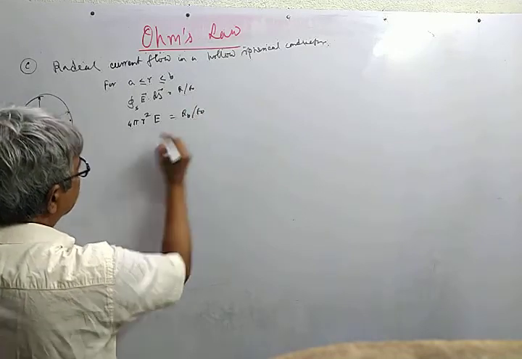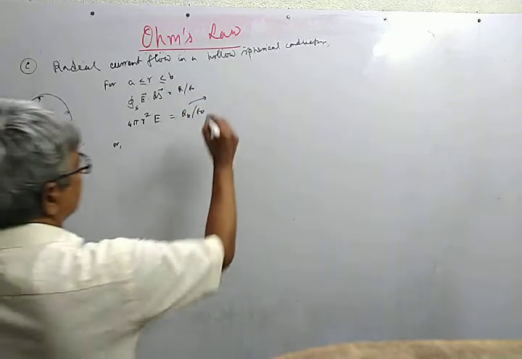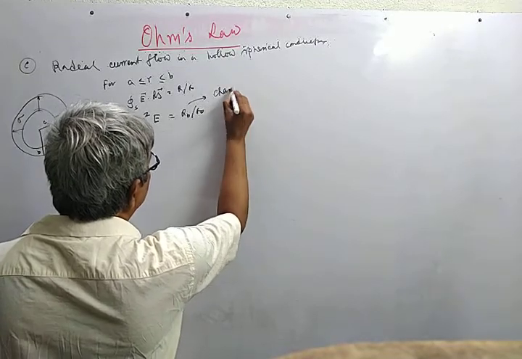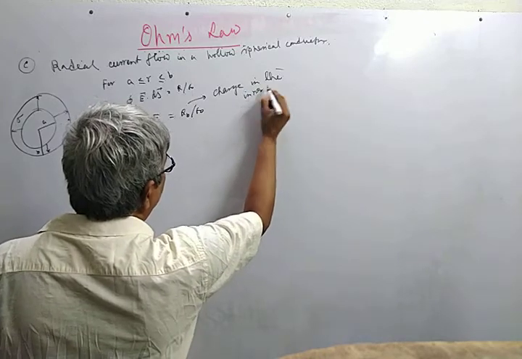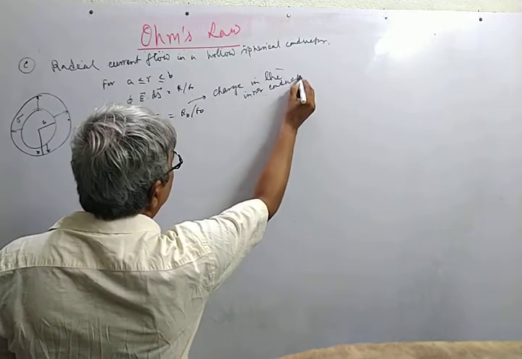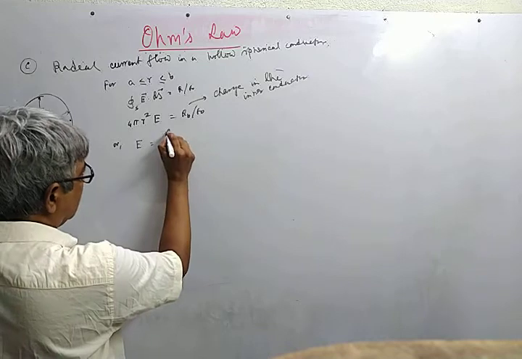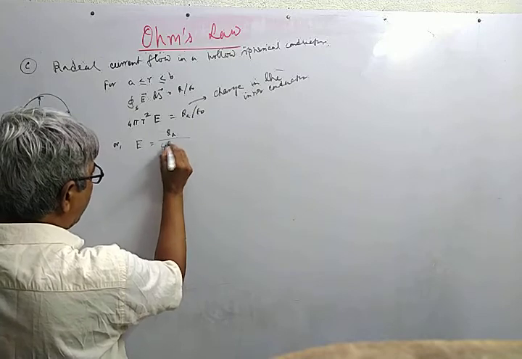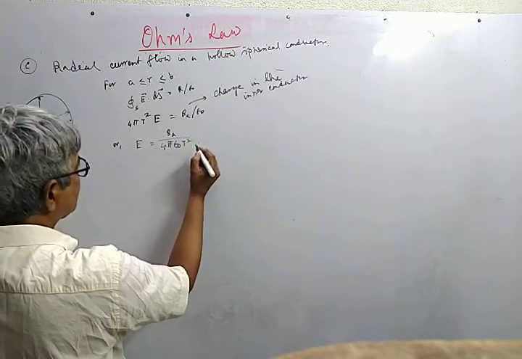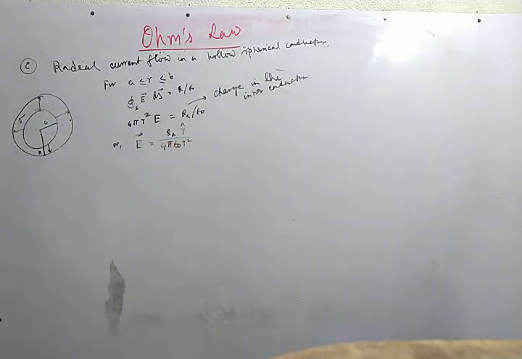4 pi r square E is equal to QA by epsilon 0, where QA is the charge in the inner conductor. So E is equal to QA by 4 pi epsilon 0 r square, and the direction is along r cap. So this is the direction.